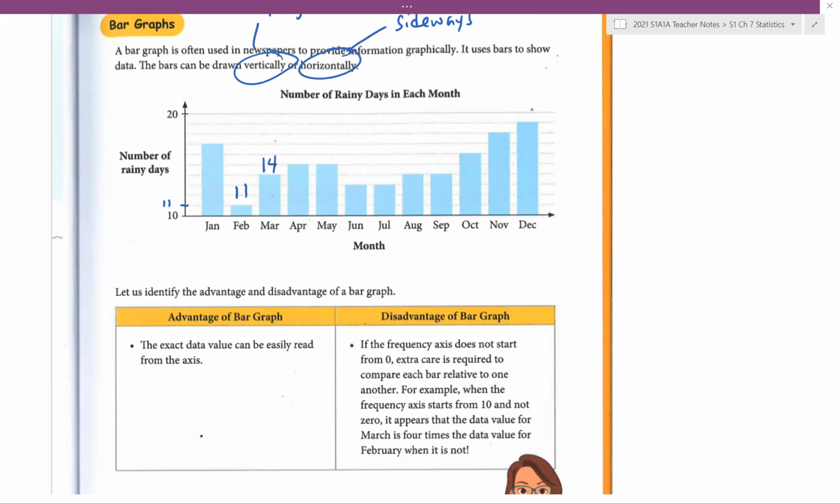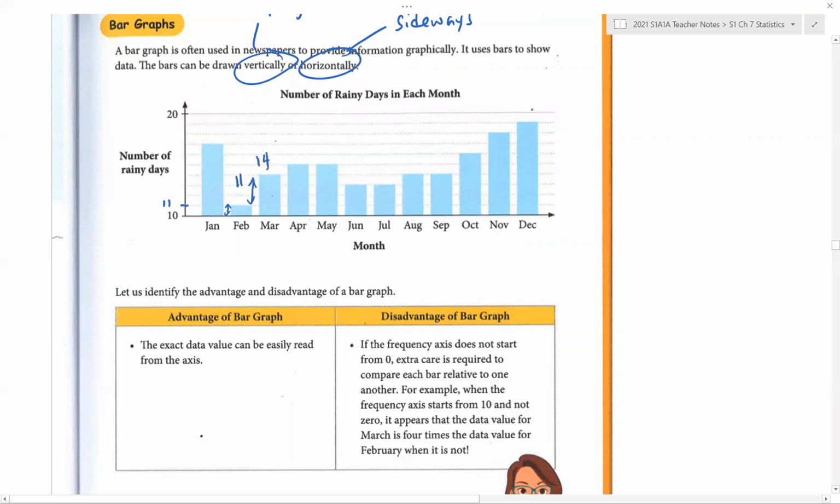Understand the difference? 3 times more versus 4 times of. They mean the same thing. Okay, but it looks like only. Now, in reality, is it really the case? Is 14 really 4 times of 11? No, it's not. So what happened over here? Why? It looks like it is way more than February. But how come it is only 3 days?